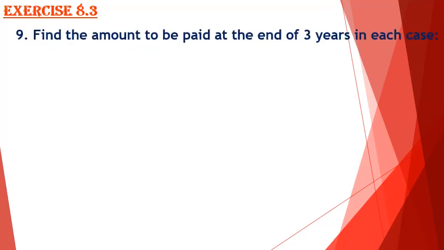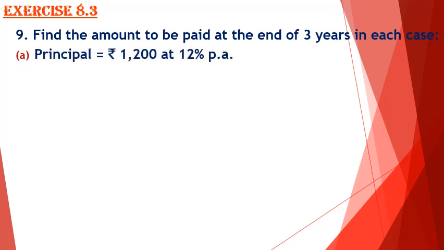Now we can move to exercise 8.3, question number 9. Find the amount to be paid at the end of 3 years in each case. First one, principal equals rupees 1200 at 12% per annum. How to solve this sum?